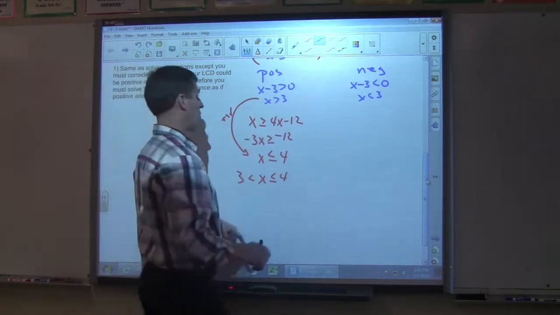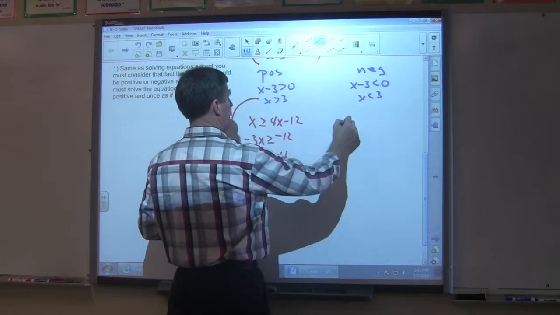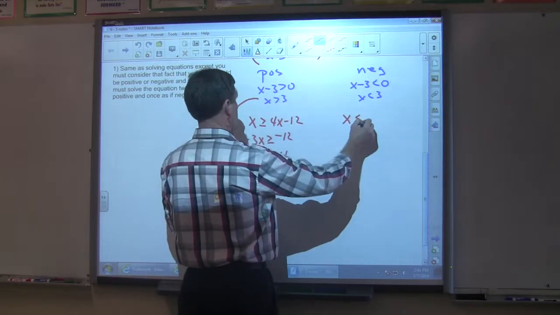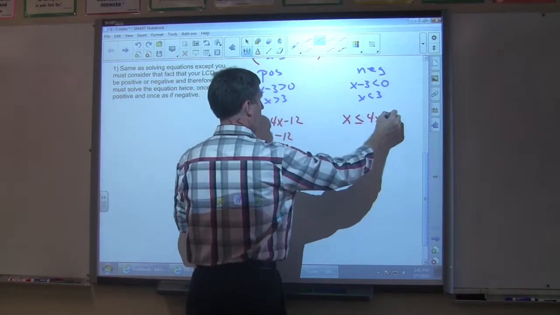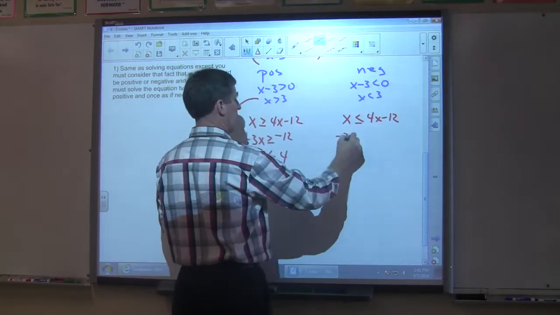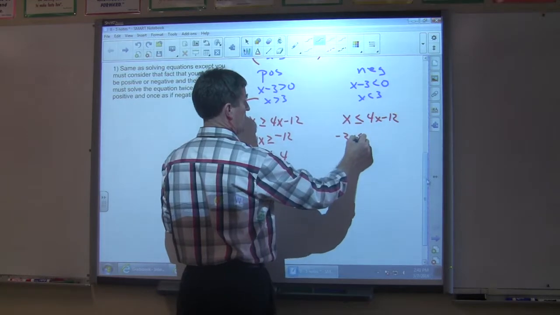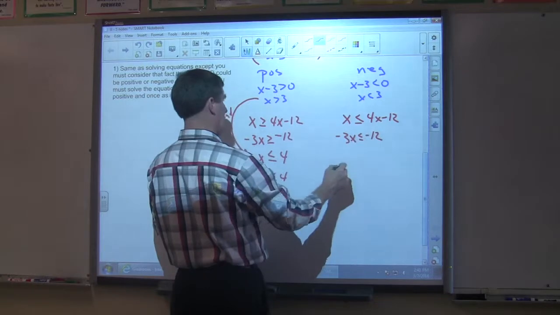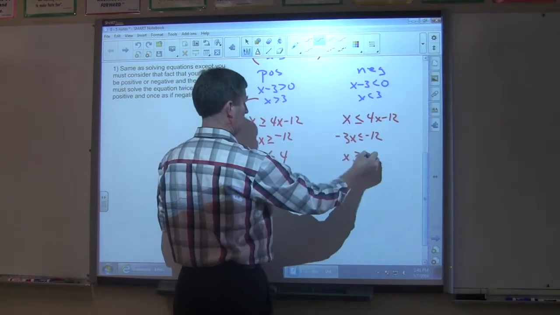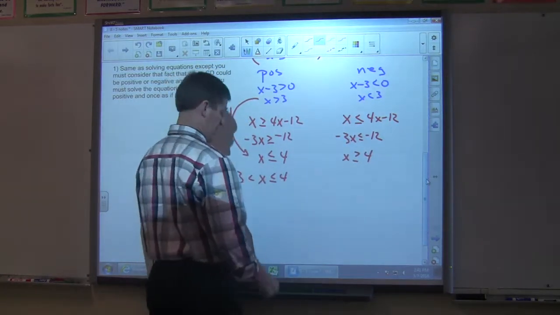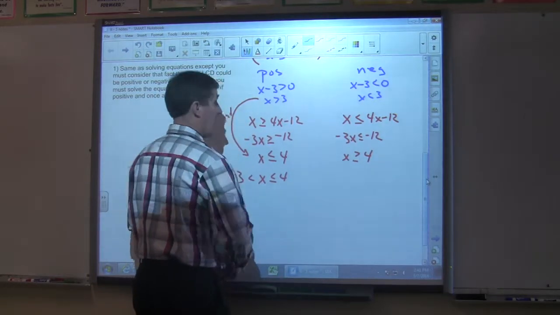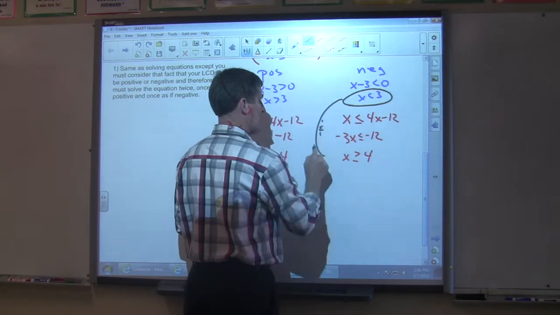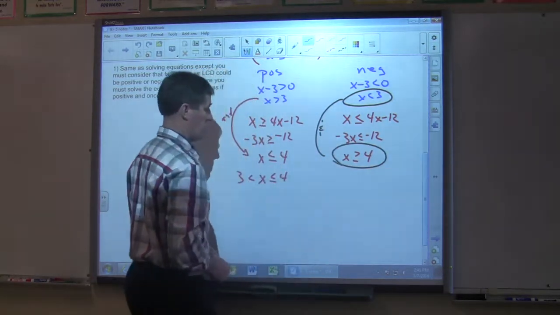Now when I do it the other way, again my equation is going to stay the same, except because I multiplied by a negative, I'm going to flip that around. And so now I get negative 3x is less than or equal to negative 12, and then I divide by negative 3, and I get x is greater than or equal to 4. And so here I have that x is less than 3. Remember, this is an "and" statement. x is greater than 4.